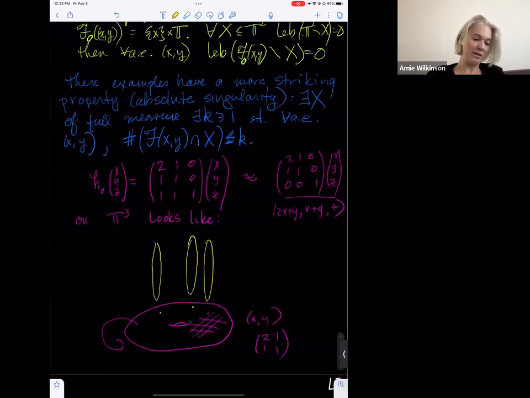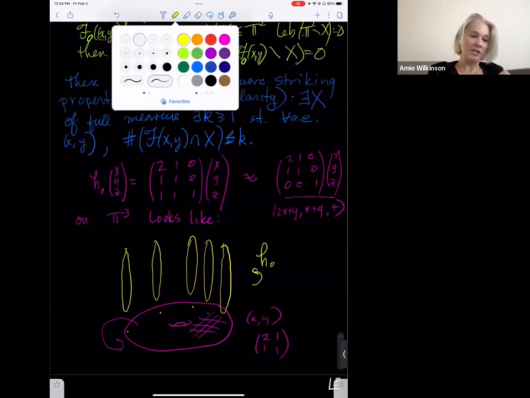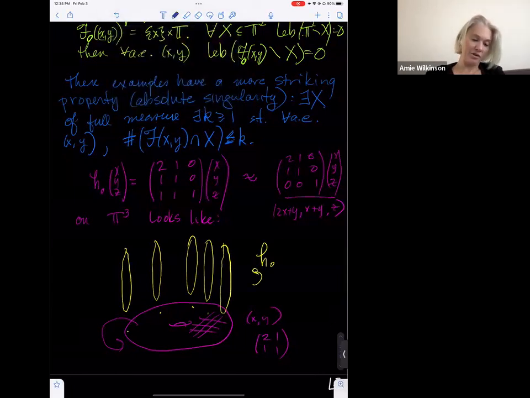I'm drawing a picture of the 3-torus, where I'm thinking of it as a circle bundle over the 2-torus. And this map H0 acts on the whole bundle. And what does it do? It takes the circle over (x, y) and maps it to the circle over the matrix [[2,1],[1,1]] applied to (x, y), right? Let's call this map K.